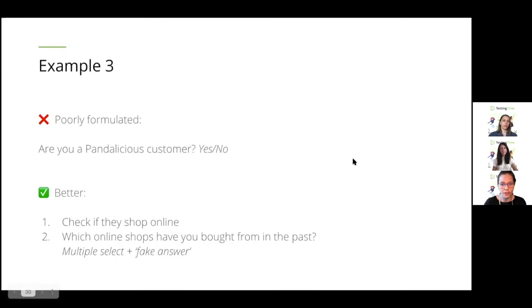If it's an online shop, I would first check if the people shop online at all, and afterwards which online shops they have bought from in the past. There I would give a multiple select answer and include an invented fake answer and disqualify the people. So it's more clear, and I think it will help you find more matching users.